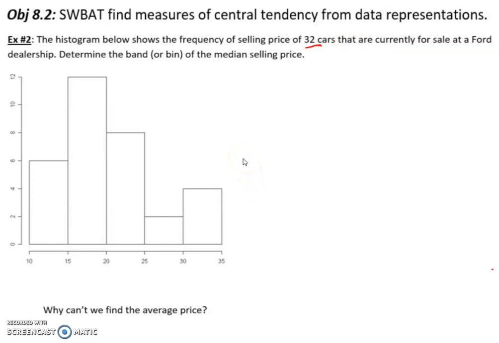So for example 2, the histogram below shows the frequency of selling price of 32 cars that are currently for sale at a Ford dealership. Determine the band or bin of the median selling price.